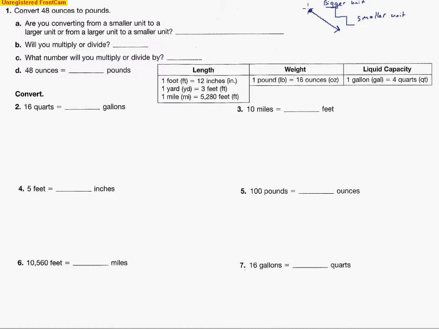Downhill from left to right. So that means I'm getting smaller. So the unit's getting smaller, but look which way the decimal is going to end up going. The decimal is going to move to the right.